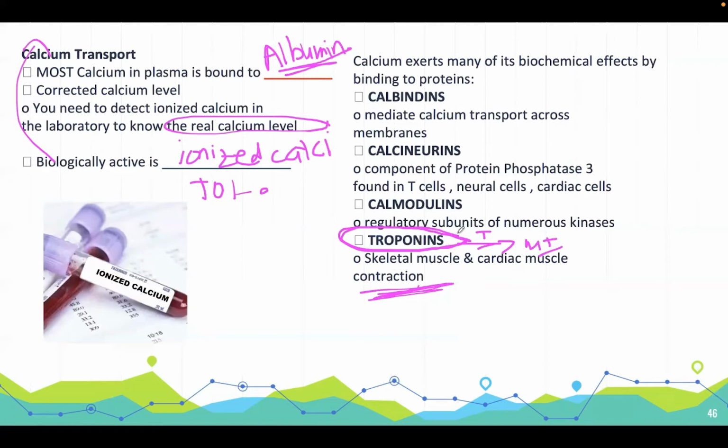Again, troponin, these are calcium exerts of many biochemical effects into binding the proteins. Troponins is one of an example on which it detects the skeletal muscle and cardiac muscle contraction. To be particular, yung myocardial infarction or yung pag inaatake sa puso yung pasyente. Isa siya sa mga markers.